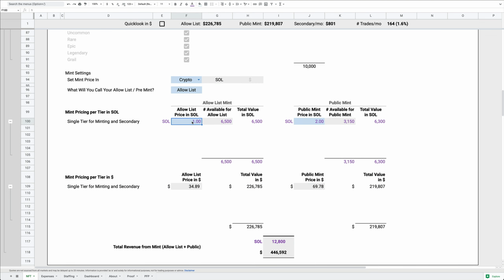And again, I could change this, maybe because it's only one tier, it's a 10-soul mint for my allow list and a 12-soul mint for my public, right? These prices are gonna update. It's gonna show me the equivalent values in fiat, and then it's gonna show me what my mint is worth in fiat and also in crypto.